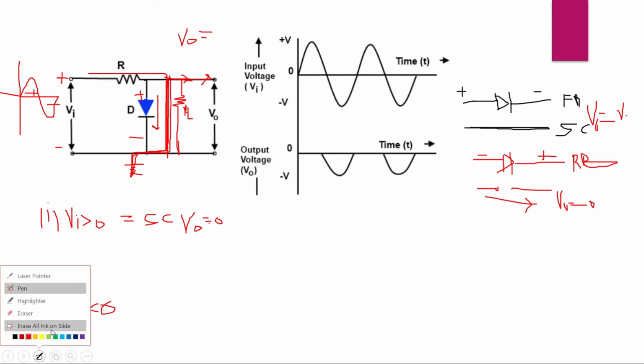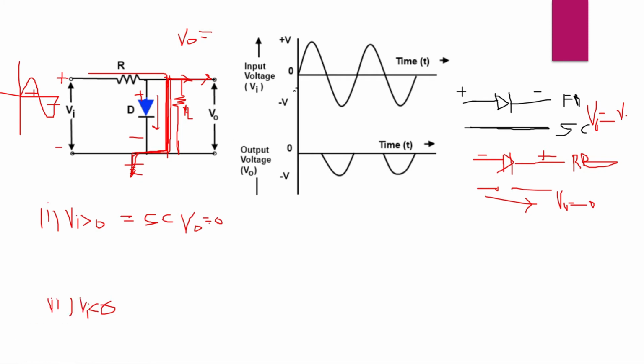In the graph itself you will notice that up to my positive half there is no output, correct? In the second case, during the negative half, this is negative and this is positive, it means this is positive, this is negative, it is in open circuit mode. Open circuit mode means it is in reverse bias. Reverse bias means open circuit, right? It means this is open circuit.